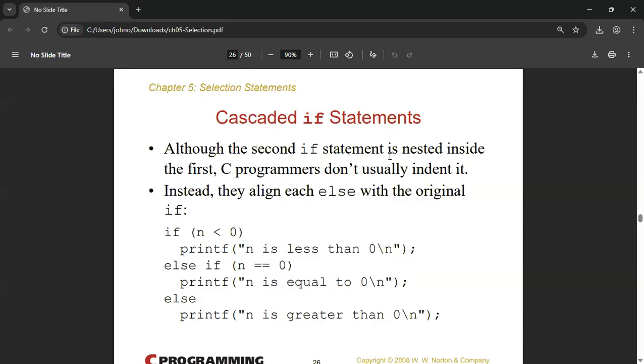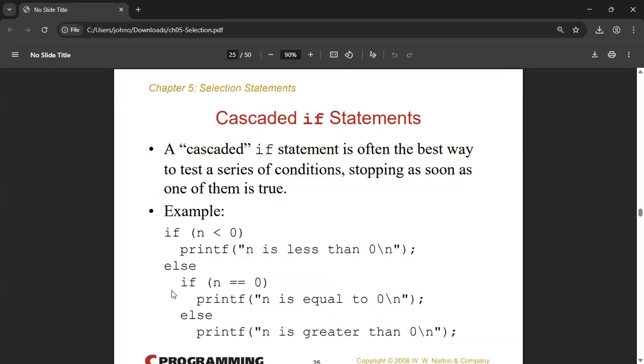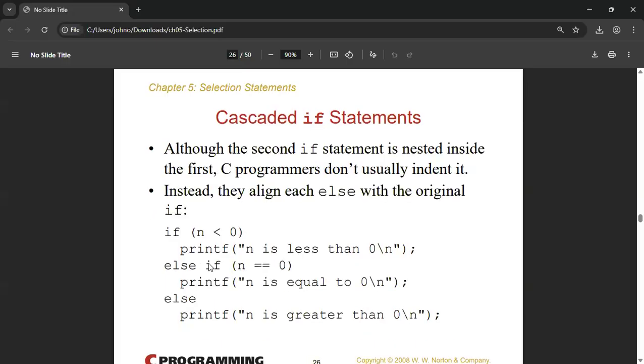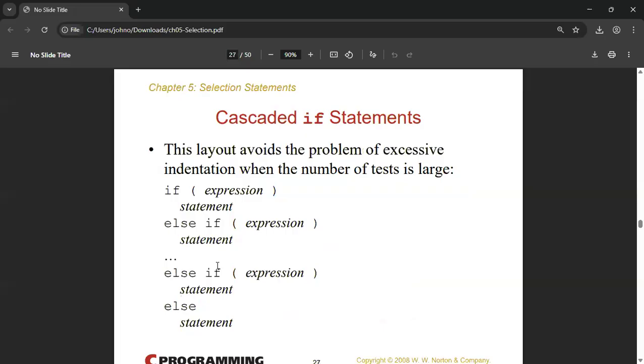Although the second if statement is nested inside the first, programmers usually don't indent it. Instead, they align each else with its original if. So instead of putting the if in an indent, it is down here, but normally you can just put it in front like this, and only the else stays without an if. This layout avoids the problem of excessive indentation when the number of tests is large.